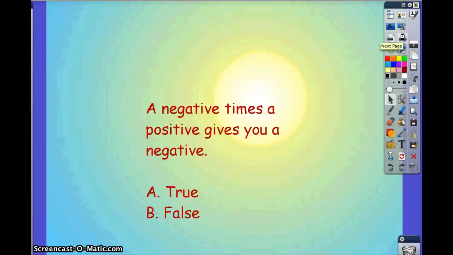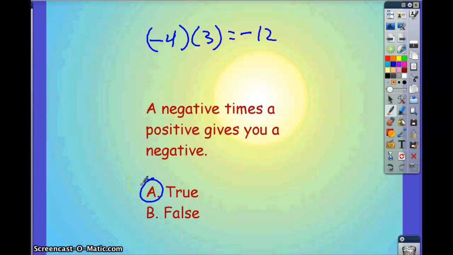So, here's a multiple choice question to start with. A negative times a positive gives you a negative. Is that true? Well, let's do an example to see. Let's say a negative times a positive. Remember, the signs are different. Your answer is negative. In this case, negative 12. So your answer is negative. So in this case, answer is A, which is true.